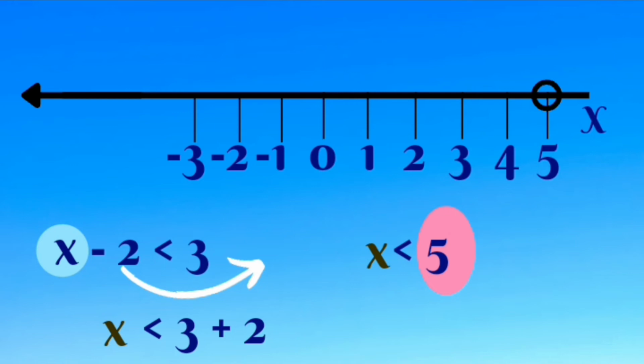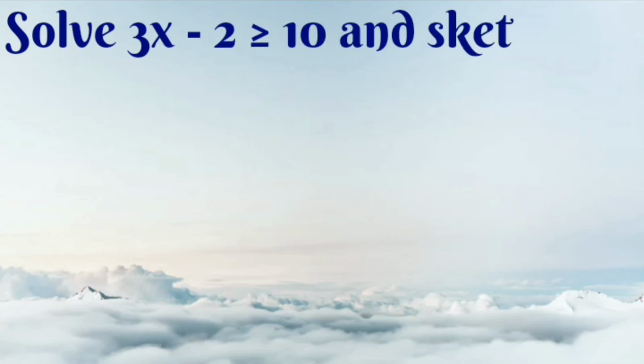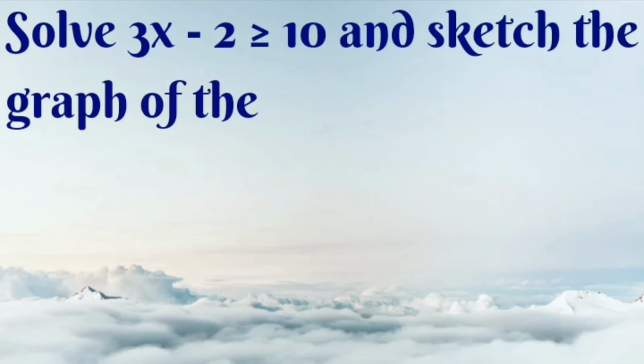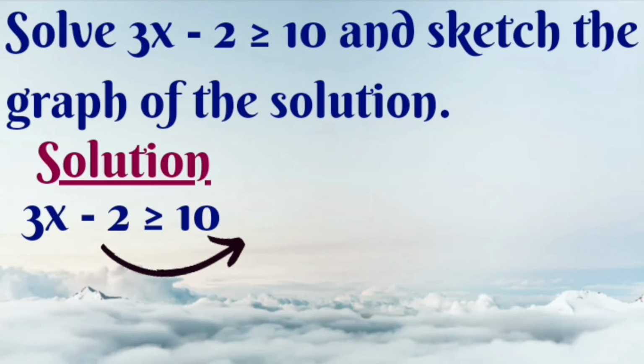Let's look at another example. Solve 3x minus 2 greater than or equal to 10 and sketch the graph of the solution. Here is the solution. We are given 3x minus 2 is greater than or equal to 10. Remember, we first have to move minus 2 to the right-hand side. It's like collecting like terms. So when minus 2 crosses the inequality sign, what we'll have is plus 2.